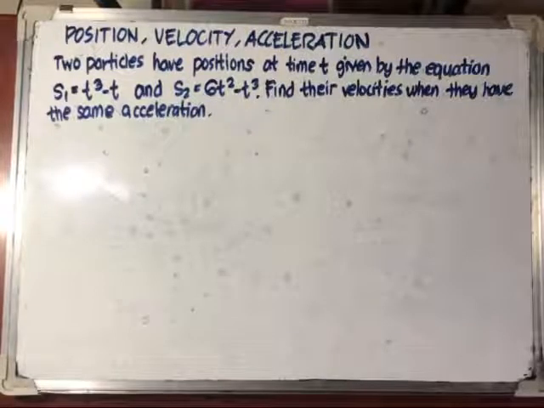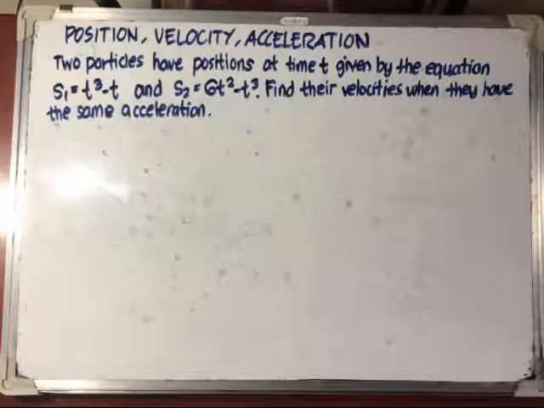Another application of derivative is in the position, velocity, and acceleration functions of particles. So you have a problem. Two particles have positions at time t given by this equation. First particle, position S1 is equal to t cubed minus t. And second particle, position S2 is equal to 6t squared minus t cubed. We are to find their velocities when they have the same acceleration.